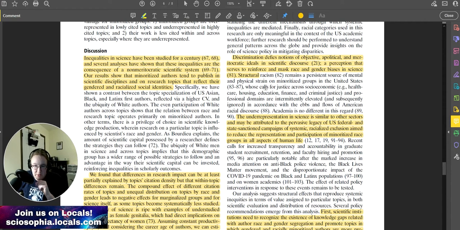Structural racism remains a persistent source of mental and physical strain on minoritized groups in the United States, whose calls for justice across socioeconomic and professional domains are intermittently elevated in accordance with the ebbs and flows of American racial discourse. Academia is no different in this regard. The underrepresentation in science is similar to other sectors and may be attributed to the pervasive legacy of U.S. federal, state-sanctioned campaigns of systemic racialized exclusion aimed to reduce the representation and participation of minoritized race groups in all aspects of human life.